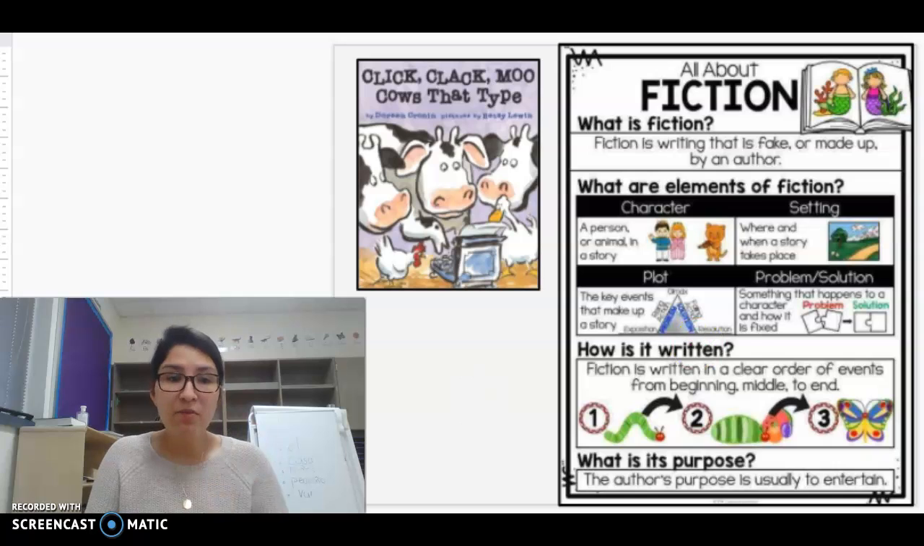So beginning, middle, end. We'll go over that a little bit more today. Problem and solution, or resolution. Something that happens to a character and how it is fixed.